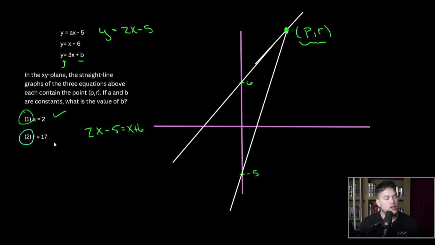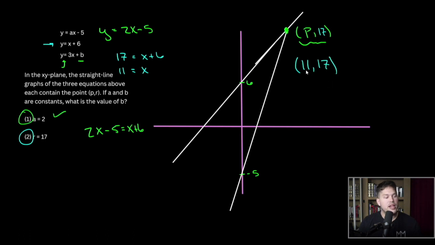Statement 2 tells us that our r value is equal to 17. Okay, r is the y coordinate of our point. So we could use our middle function here, and we could say 17 equals x plus 6, and then we could solve for x and get that 11 equals x. So now we know that this full coordinate is (11, 17).